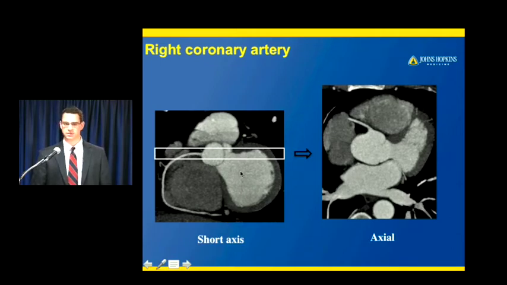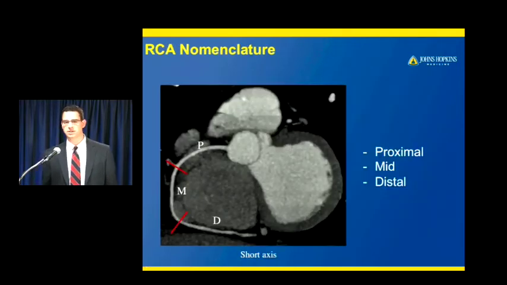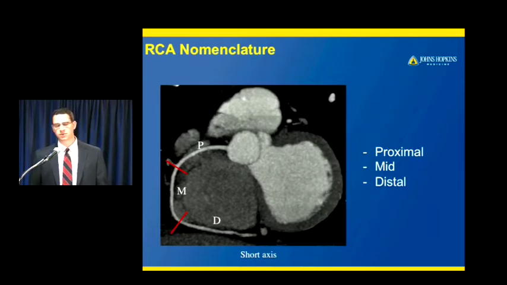So this is a nice view of the right coronary artery as it wraps around the AV groove. And the nomenclature of the right coronary artery is here. Basically, we have 3 portions, kind of analogous a little bit to the duodenum, which has 4 portions, but similar concept where you have a proximal, kind of horizontal portion, a middle, more vertical portion, and then a distal, more horizontal portion.